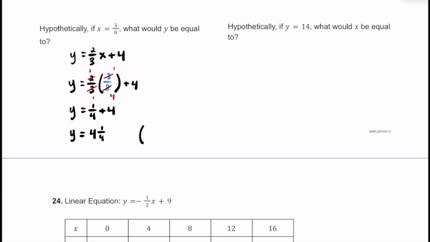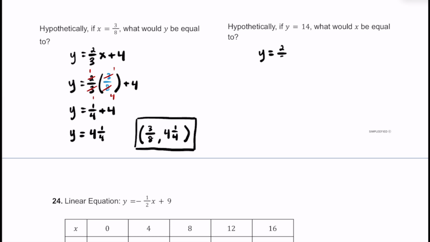So if you wanted to plot another point on this graph, technically you could plot a point of 3/8, 4 1/4. That would be the hypothetical y value that goes along with that x value. So I'm just gonna write it as an ordered pair, but you're okay probably just writing it as y is equal to 4 1/4 like this as well. All right, let's try another hypothetical here.